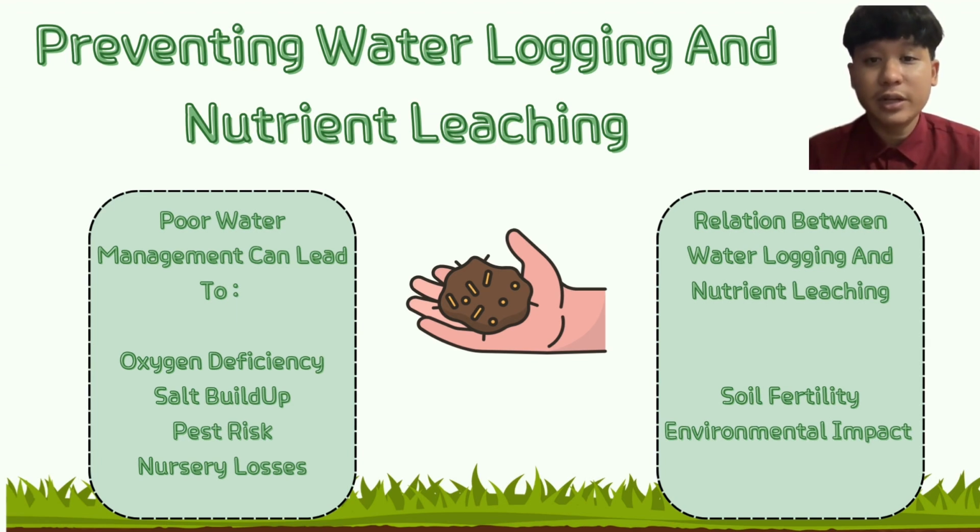Waterlogging and nutrient leaching can impact soil fertility and the environment. So, for soil fertility, waterlogging and nutrient leaching reduce the soil fertility by washing away essential nutrients like nitrogen and potassium. This leads to poor plant growth and lower crop yields as the soil becomes less productive over time. For the environment, leached nutrients can contaminate groundwater and water bodies, causing eutrophication, which harms aquatic ecosystems. This pollution also contributes to soil erosion and the degradation of natural resources, impacting the environment.